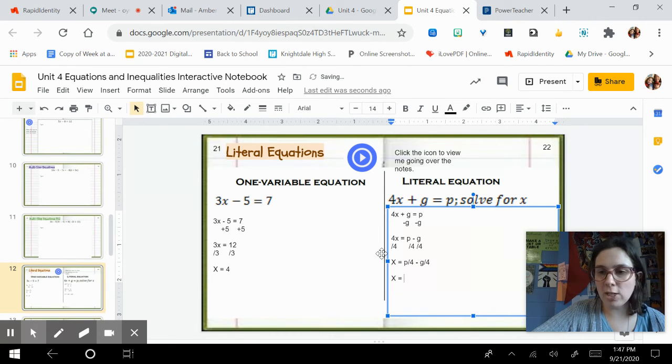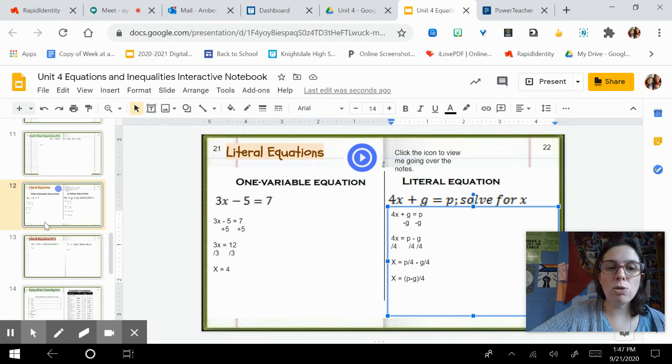So I'm going to put p minus g in parentheses. P minus g, and then divide by 4. That way, the whole entire thing is over 4. Either way is correct, as long as you don't just put divided by 4 under p or under g. It has to be both. Or you write it like this, where it's in parentheses, then divided by 4. Okay? So that is how you do literal equations.